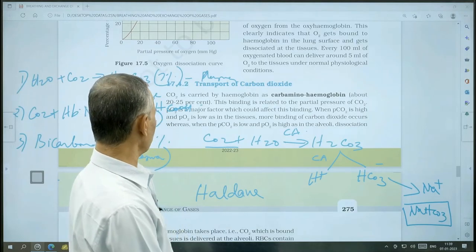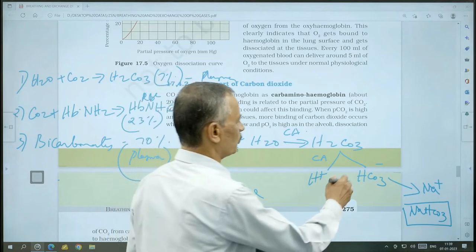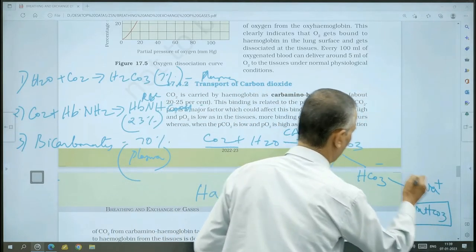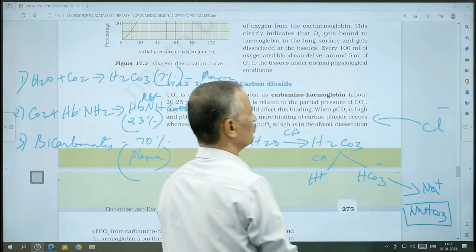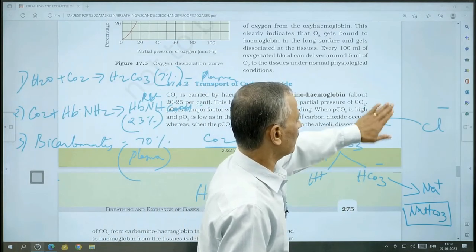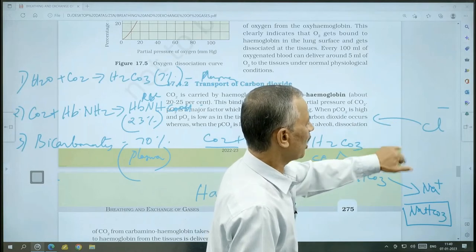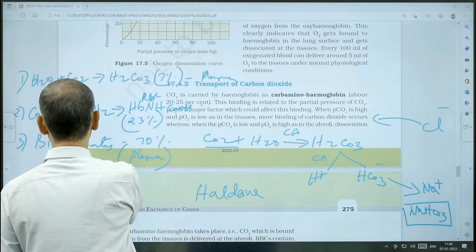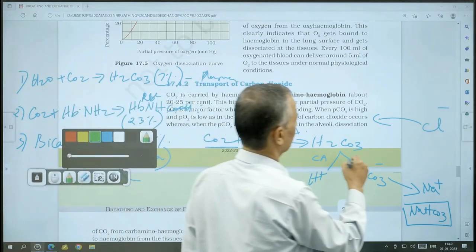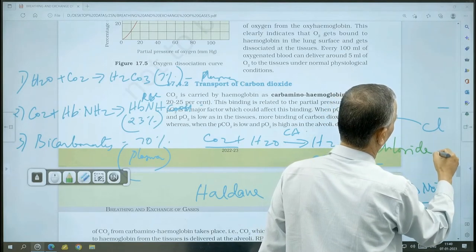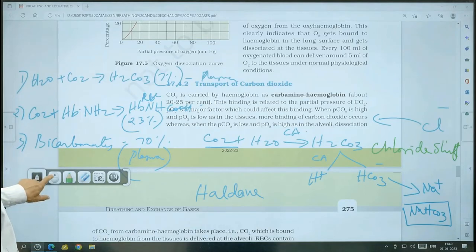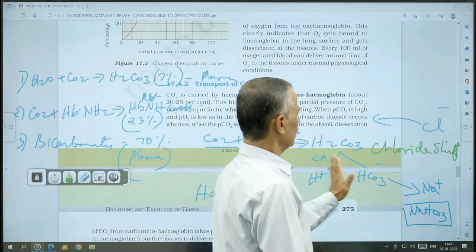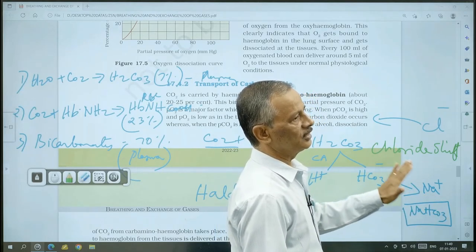During the transportation of carbon dioxide in the form of bicarbonate, as bicarbonates are exchanged between RBC and plasma, to maintain the ionic balance, chloride ions pass from plasma to RBC. So there is a reciprocal exchange of chloride ions and bicarbonate ions between plasma and RBC. This is called the chloride shift or Hamburger shift. Chloride shift is the reciprocal exchange of chloride ions for bicarbonate between RBC and plasma.